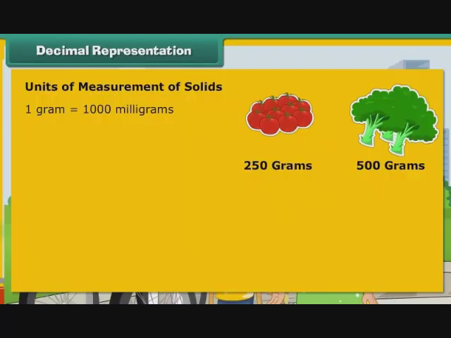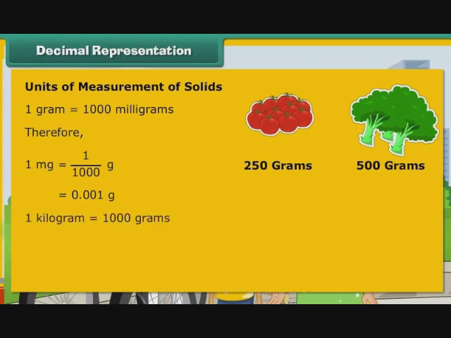1 gram is equal to 1000 milligrams. Therefore, 1 mg is equal to 1 by 1000 gram. That is equal to 0.001 gram. 1 kilogram is equal to 1000 grams. Therefore, 1 gram is equal to 1 by 1000 kg. That is equal to 0.001 kg.